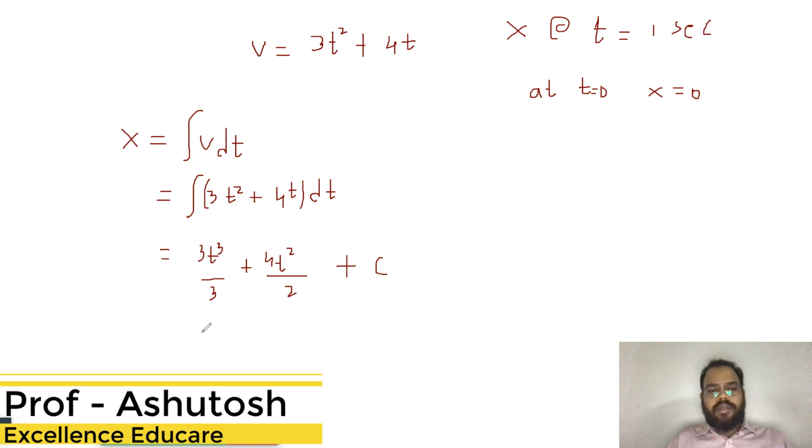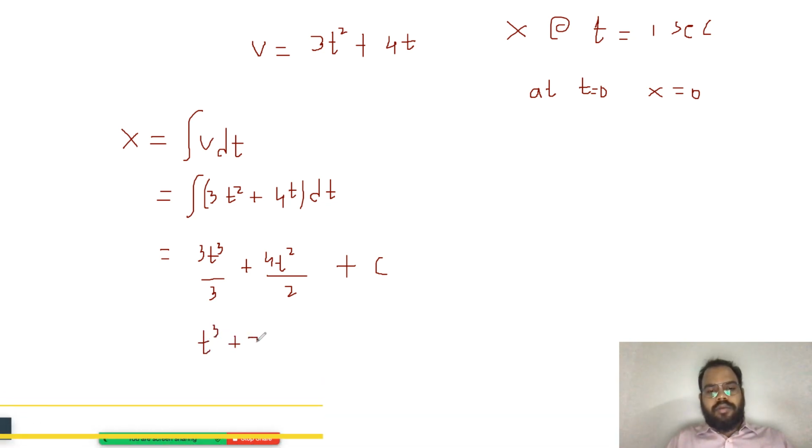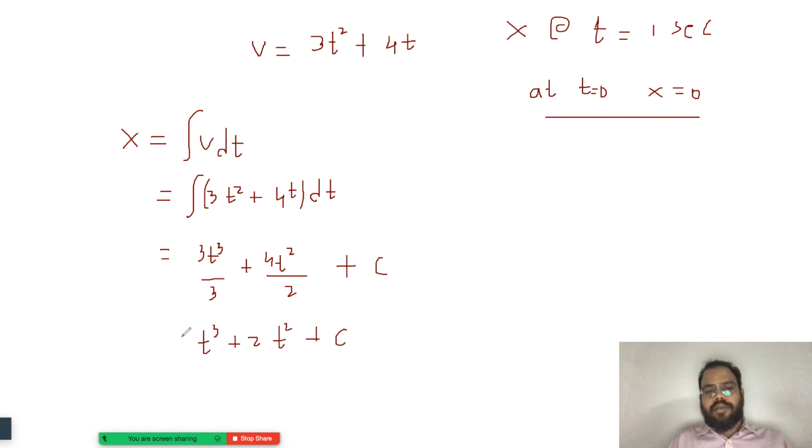So this final equation will be t cube plus 2t square plus c. Now to find the value of c, one piece of information is given to you: at t is equal to 0, x is equal to 0. So if I write my equation, x is equal to t cube plus 2t square plus c, and put x as 0, the RHS should be 0. That means c should be equal to 0. Now we are asked displacement at t is equal to 1. So I'll substitute the value of t. It will be 1 plus 2. So my displacement is 3.